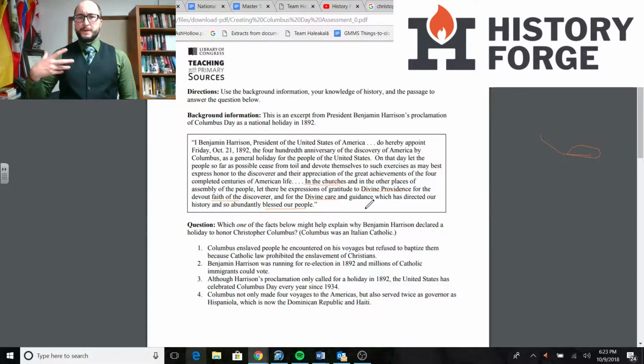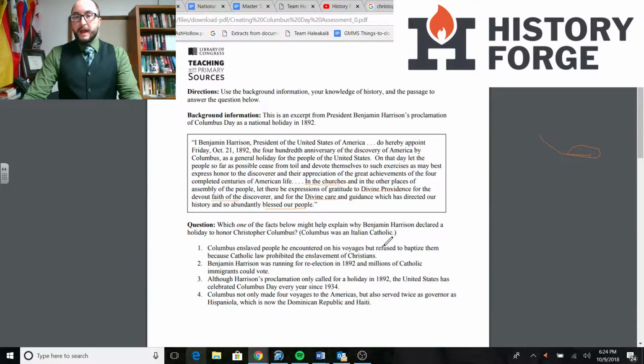So Benjamin Harrison wants to celebrate Columbus Day, and he definitely has religious tones in his primary source. So now that we've done that, let's look at the following question. So this is the question that we're going to answer, okay? Which one of the facts below might help explain why Benjamin Harrison declared a holiday to honor Christopher Columbus?